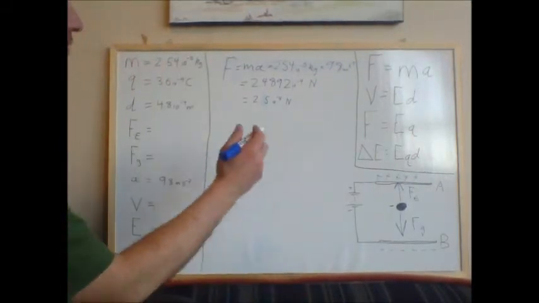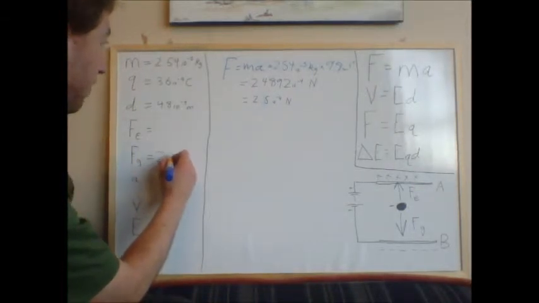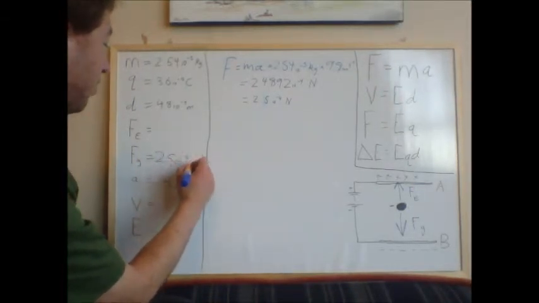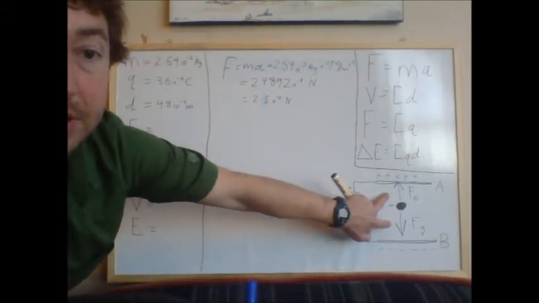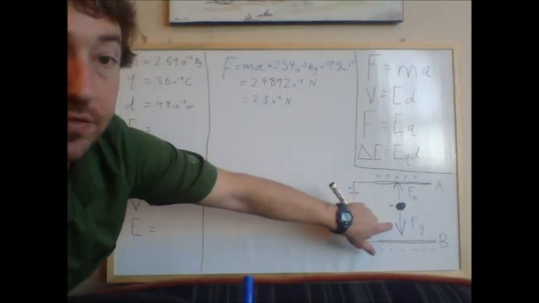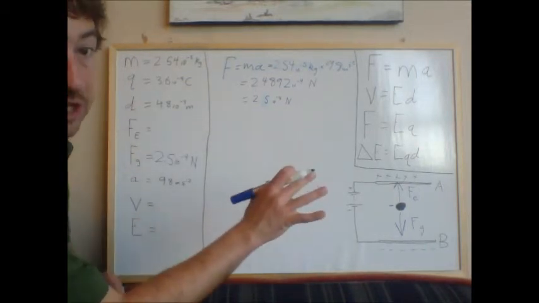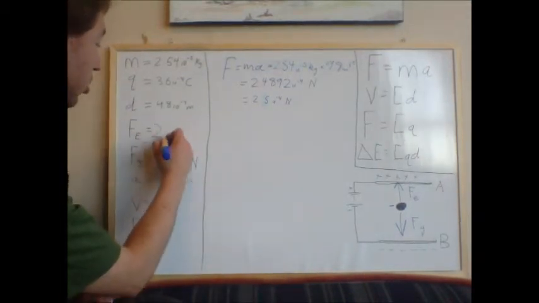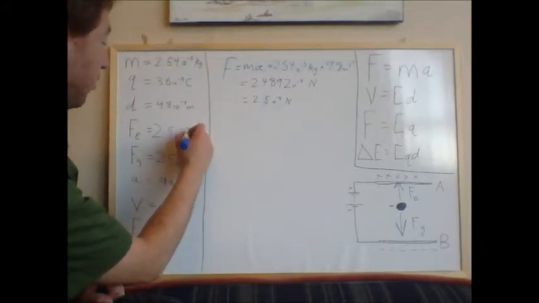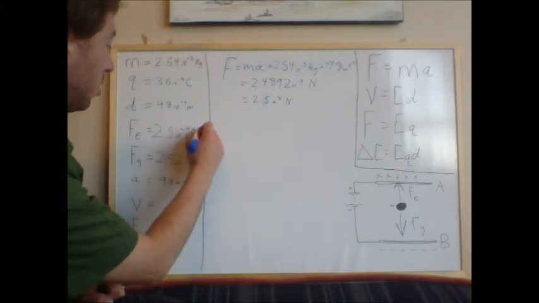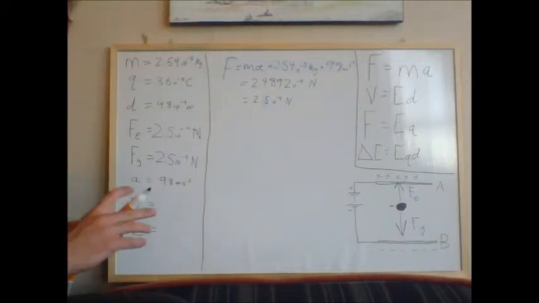So we've got force of gravity over here that we can fill in now: 2.5 × 10^-4 newtons. We know, based on our diagram here, that the force of gravity is equal to the electric force, or force due to the electric field, rather. So that's also going to be 2.5 × 10^-4 newtons. Sweet. Filled in a few more dots over there.